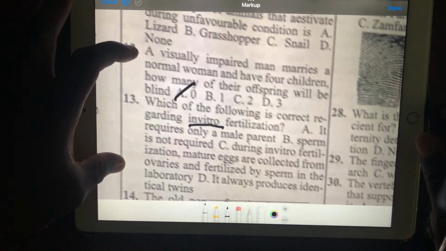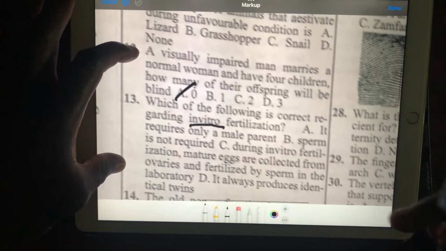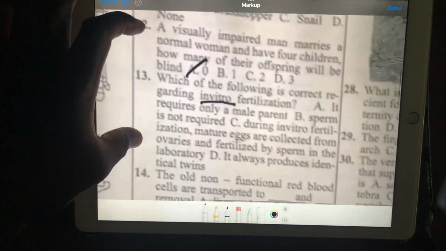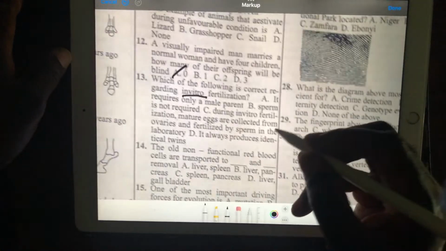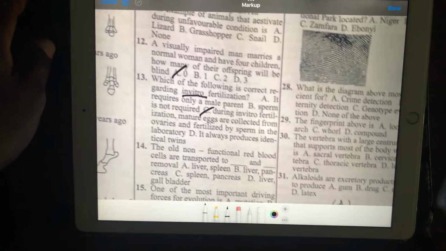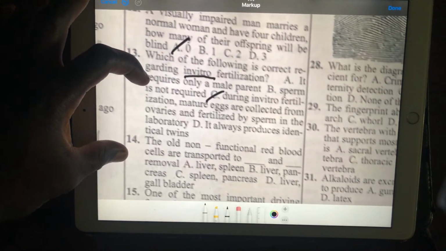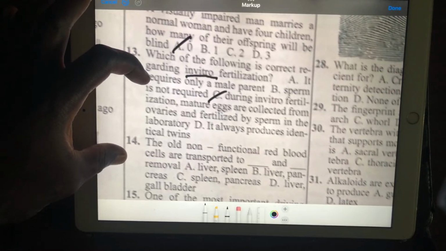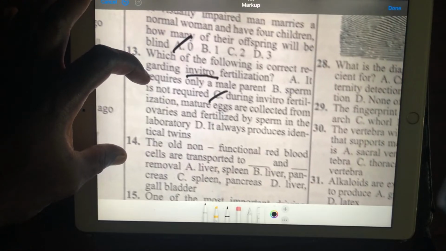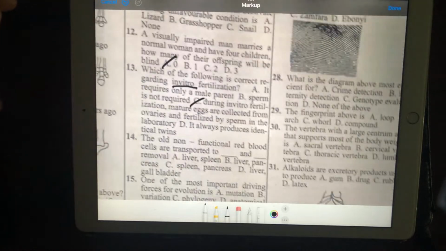C, during in vitro fertilization, mature eggs are collected from ovaries and fertilized by sperm in the laboratory, and the laboratory is not inside your body. So the correct answer is C. It's even obvious. It's the option that is very long. Then this says it always produces identical twins. No, it is not clones. In vitro fertilization doesn't mean asexual reproduction. It is still sexual. All right?